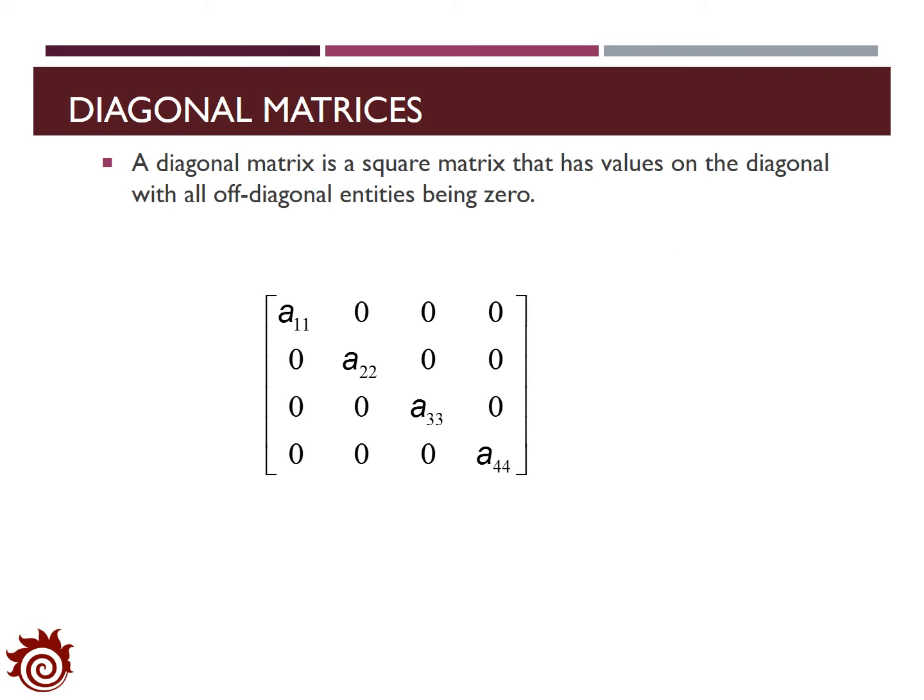There are some specific matrices. The first one is a diagonal matrix. A diagonal matrix is a square matrix that has values on the diagonal, with all off-diagonal entries being 0. The matrix here is one example of a diagonal matrix.